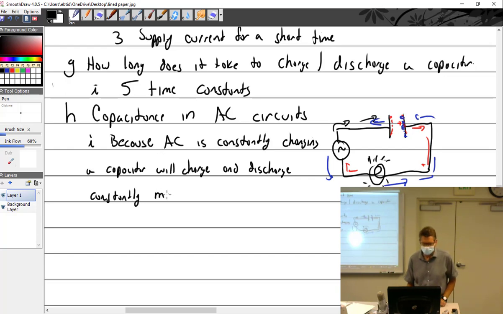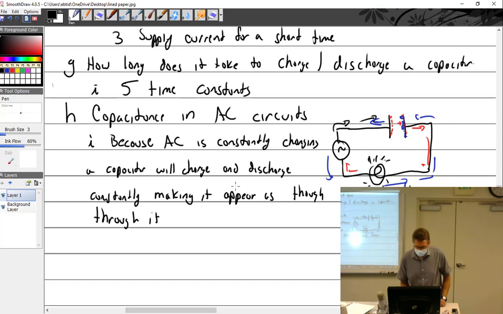Making it appear as though current flows through it, when in fact it does not. It does not flow through it. It just gives that appearance.